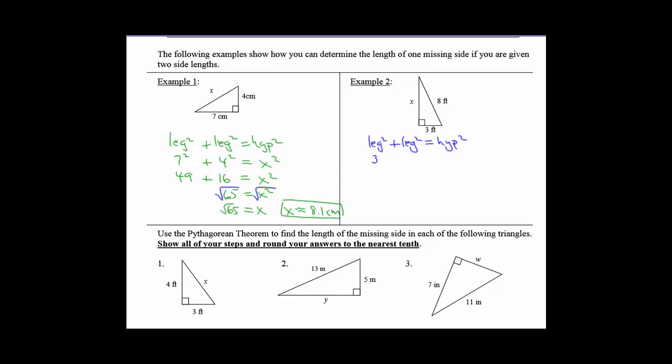One of the legs is 3. The other leg is x. And the hypotenuse is 8. So we get 3 squared plus x squared equals 8 squared. Let's simplify. 3 squared is 9. 8 squared is 64. So now this time, instead of adding the two numbers 9 and 64 like we did in the previous problem where we added 49 and 16, now we actually have to subtract. To solve this, we're going to need to subtract this 9, and that's going to give us x squared equals 55. And then the answer to x will be whatever the square root is of 55.